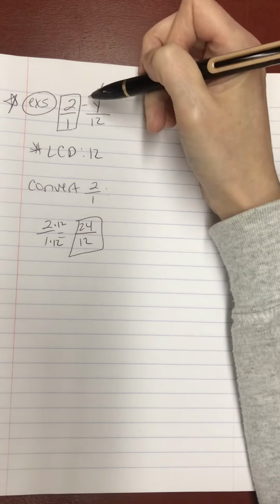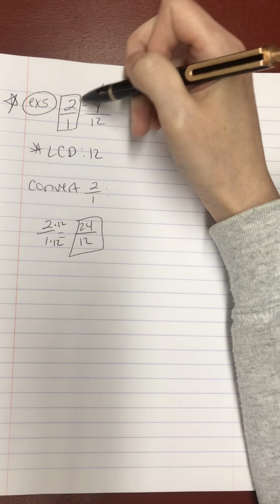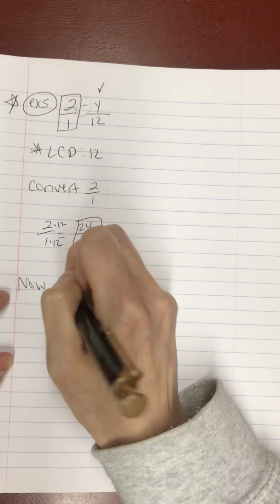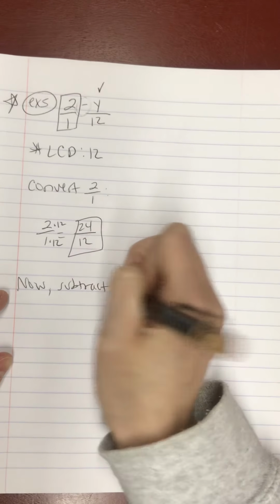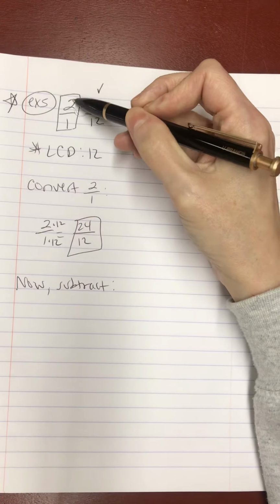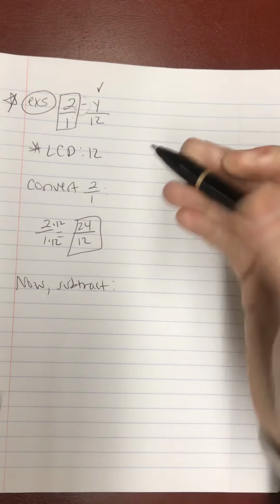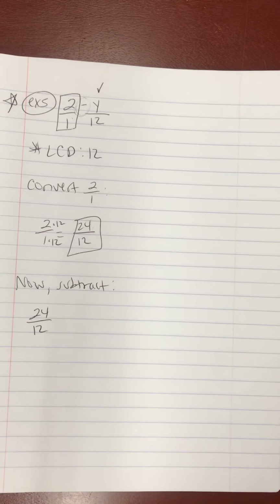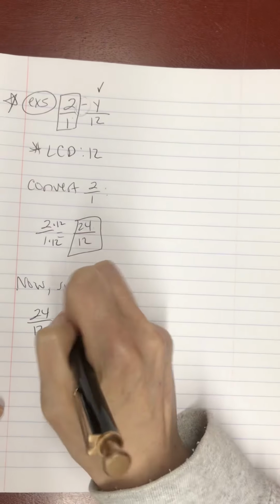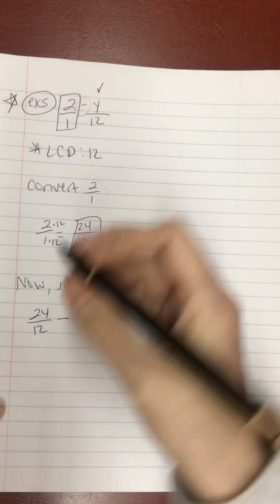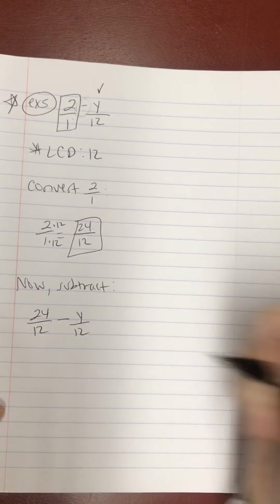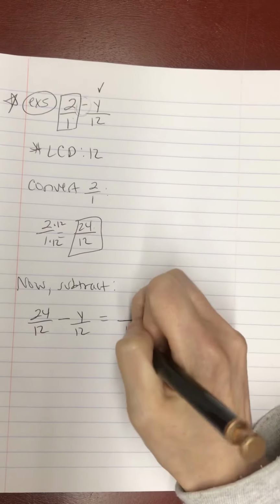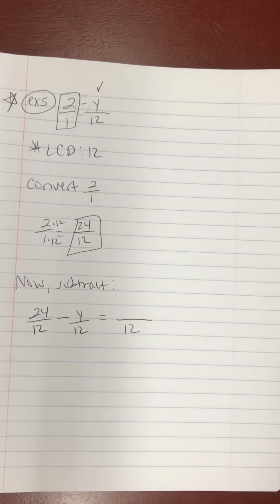Now, if you go back to the original problem, notice there is a subtraction sign. So that means we have to now subtract, right? Subtract. But instead of 2 over 1, we're going to use our converted fraction here, our equivalent fraction that we created, 24/12. And then we go minus y over 12. And this one's kind of cool because notice the denominators are the same. So that means they're like fractions, so our denominator will stay at 12.